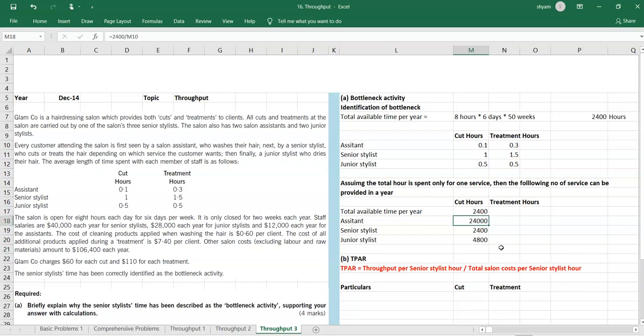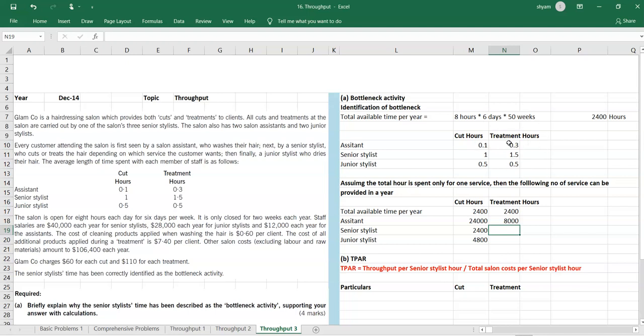The person who is preventing the total number of sales is the senior stylist. So the same concept will work out here. Assuming we are doing only treatment, no cut, only treatment, in that case it will be 2400 divided by this. So this will tell you the total number of assistant treatments that can be done.